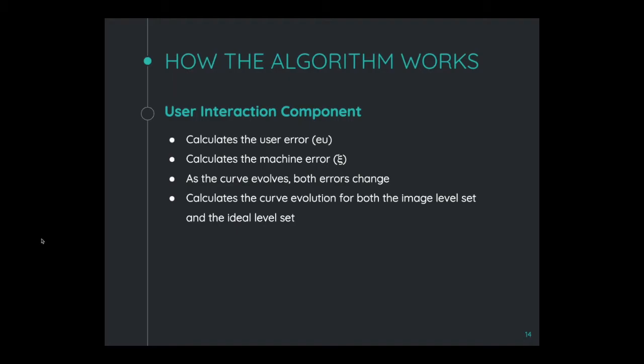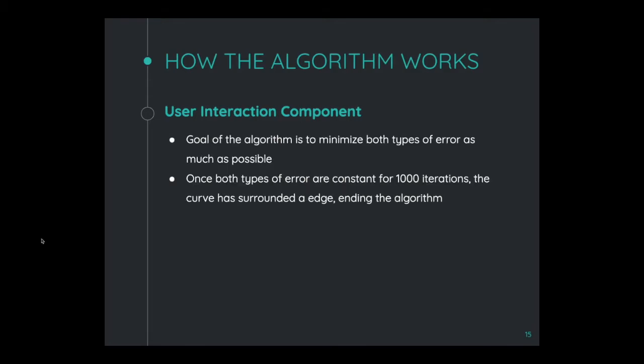As the curves of the image level set and the ideal level set evolve, the ideal is directly influenced by the user interaction, causing it to follow in the path of the marks created by the user. As the ideal curve moves, the image level set is then forced to move in the same direction. The goal of the algorithm is to minimize both types of error in order to achieve the best segmentation. Once both types of error are constant for 1,000 iterations, it is concluded that the algorithm has reached an edge and the algorithm stops running.